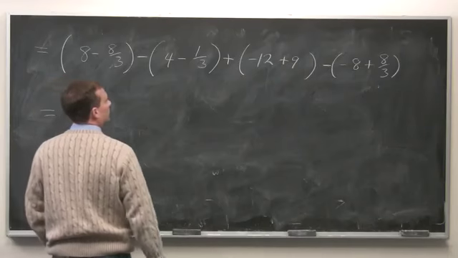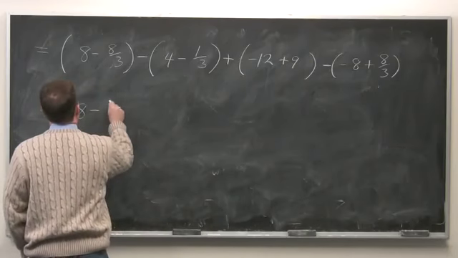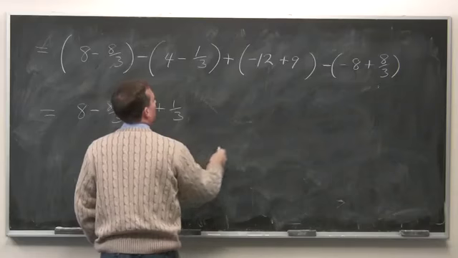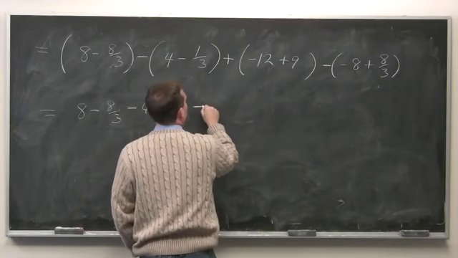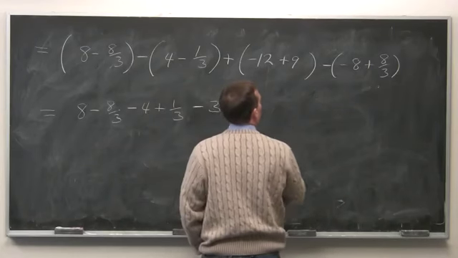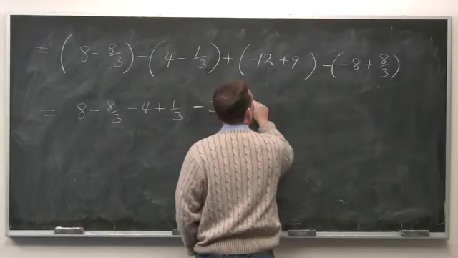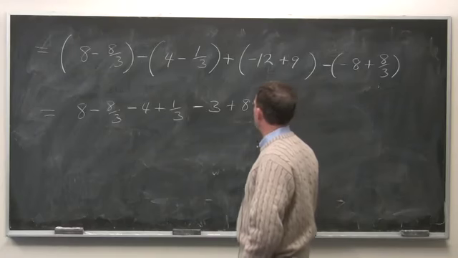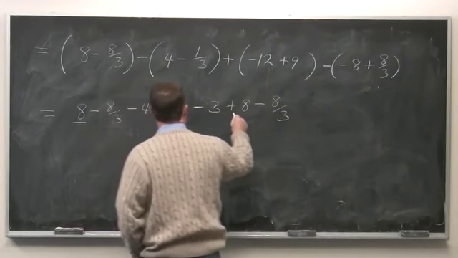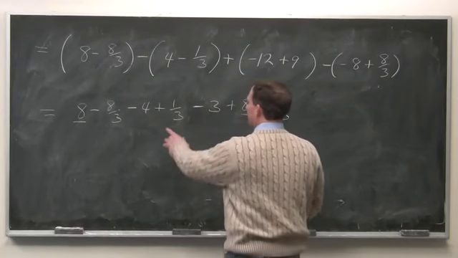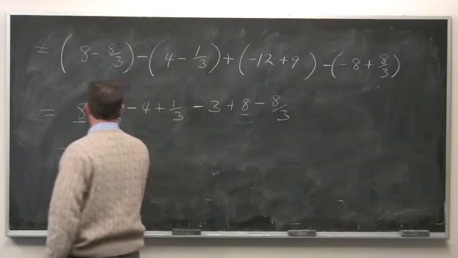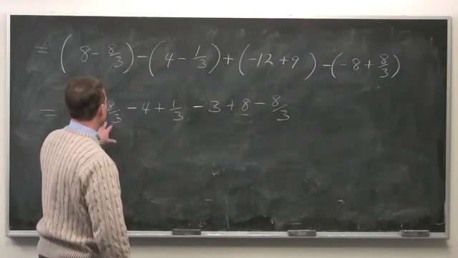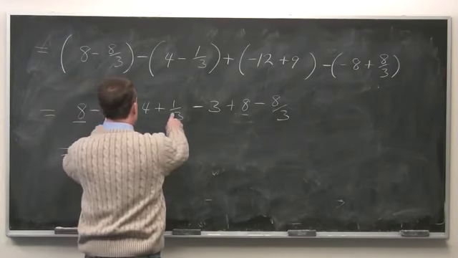Let's see. Let's distribute all the minus signs. So we get 8 minus 8/3 minus 4 plus 1/3. I'll just go ahead and write this as minus 3 plus 8 minus 8/3. Okay, so here's an 8 and an 8. That's a 16 and a minus 7. So there's a 16 minus 7, so I get 9. And then I get minus 16.